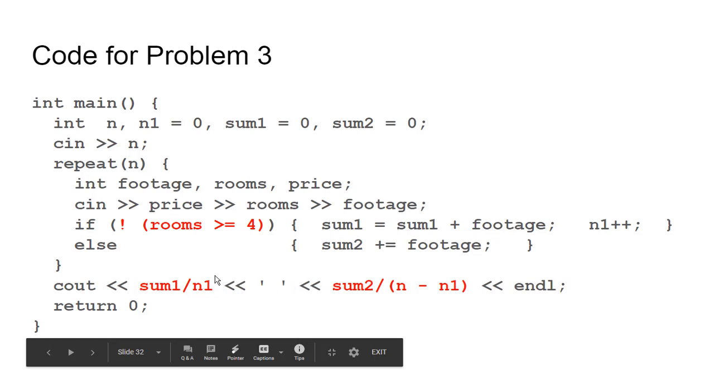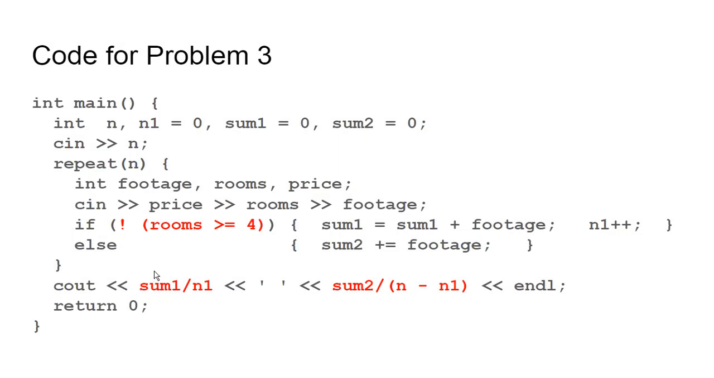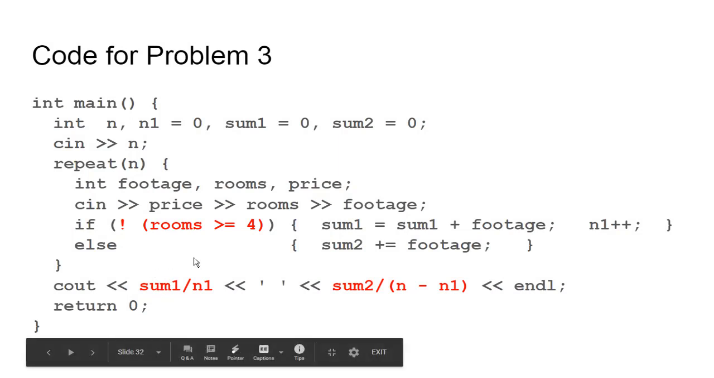Here I showed that in the past, we always had a variable store the value, and then we just used the variable when sending it to cout. But essentially, what can go in here is an expression. A variable is an expression, but we can also use a more complicated expression. We can put the expression to calculate the average directly here: sum1 divided by n1, separated by a white space, and then sum2 divided by n minus n1.